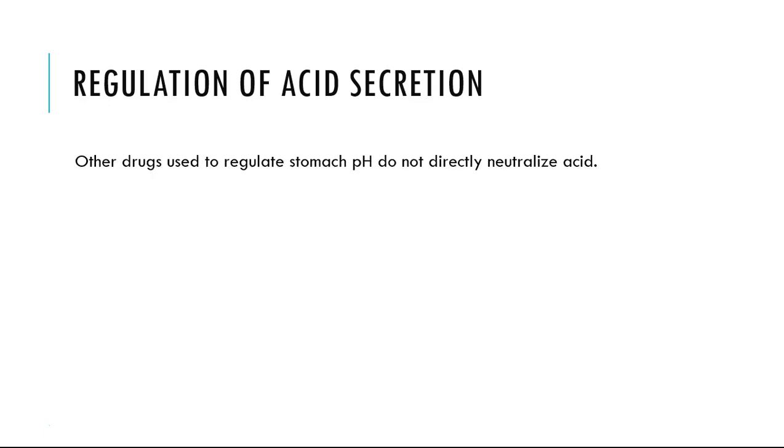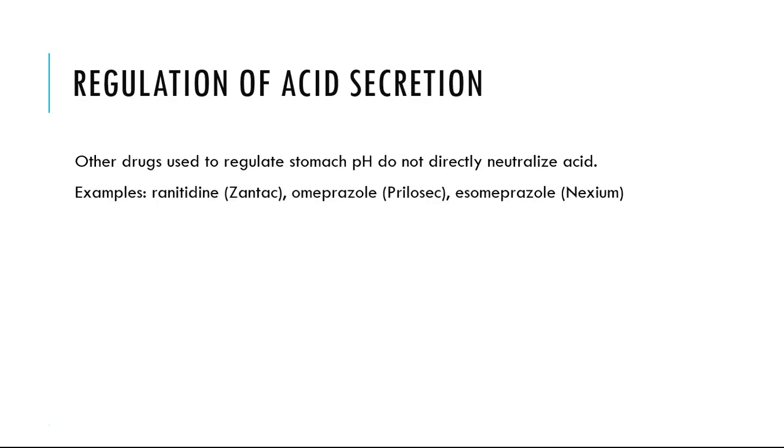So other drugs besides antacids that are used to regulate the stomach pH don't actually directly neutralize the acid. Some examples of these that you've heard of are Zantac. I can try to say these actual medical names, but I'm not sure I would do it correctly. Prilosec and Nexium. And these structures are in the data booklet for you. So it's near the end, table 37, there are representations of some medicinal molecules.